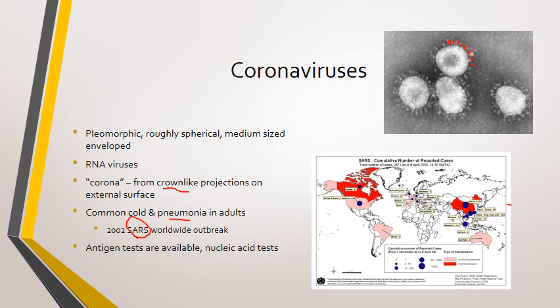In the outbreak that occurred in 2002 through 2003, there were 8,000 patients worldwide infected, proven infected, with about 700 deaths. All in all, if you consider that a pandemic, it's not necessarily the worst thing that ever happened, but it was rapidly identified, and so that helped to limit the spread of the epidemic.